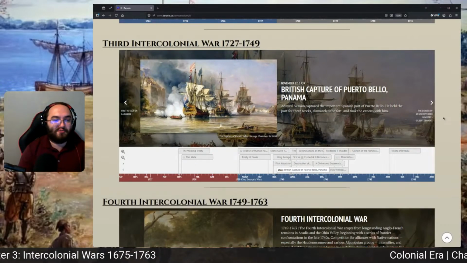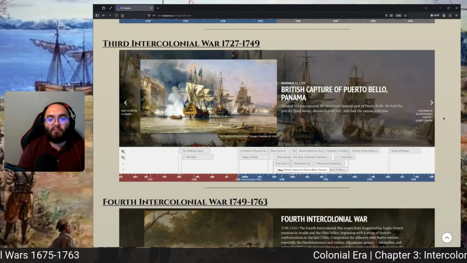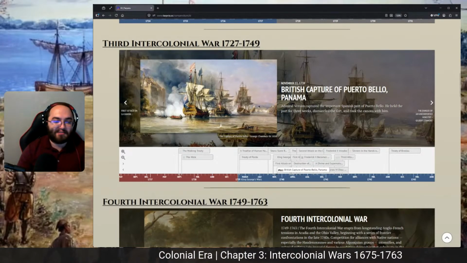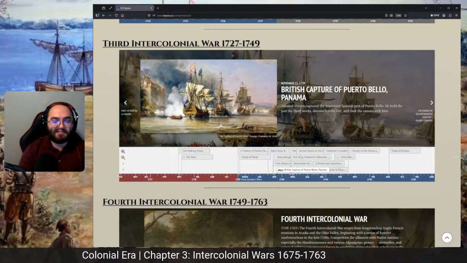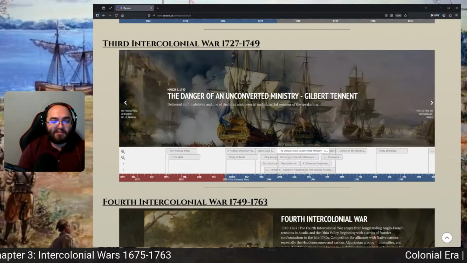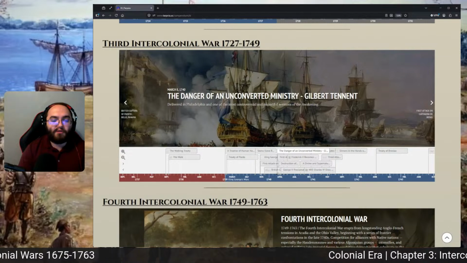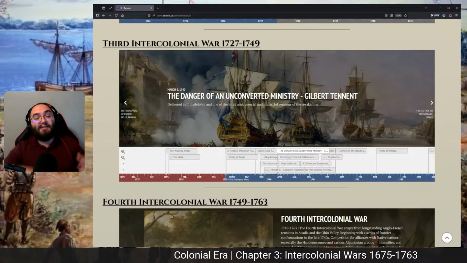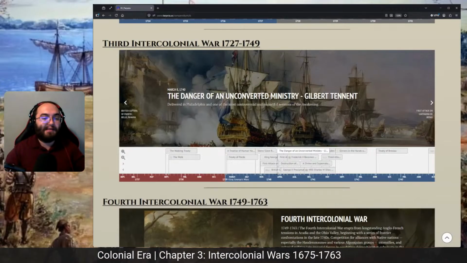Next battle is a British victory, the British capture of Portobello in Panama. And I just love this painting. This is such a nice painting. I love this time period of paintings. The Danger of an Unconverted Ministry by Gilbert Tennent. Oh yeah, it's the 1740s. This is the First Great Awakening.